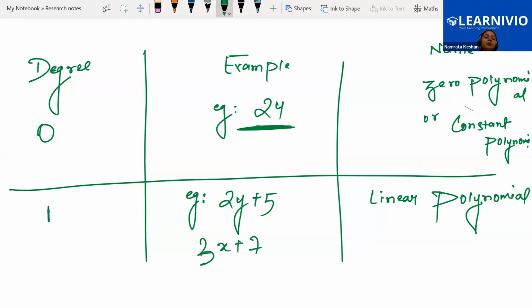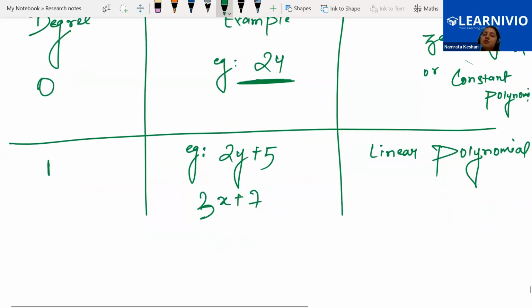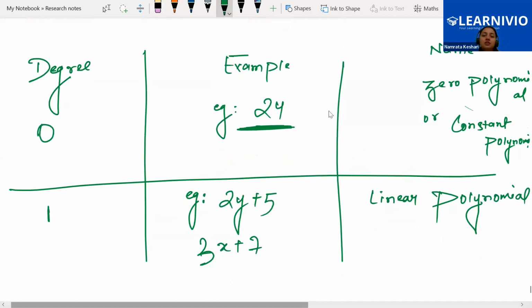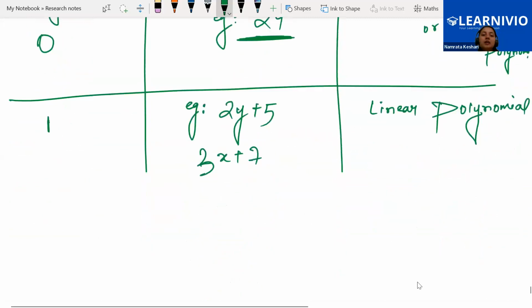When we plot the graph, which you will learn in the next class, of this type of equation using the concept of coordinate geometry, we get a straight line, and that's why the name is linear polynomial. We don't have to go that deep. We just have to know that when the degree is 0, it's called zero polynomial. When the degree is 1, it's called linear polynomial.